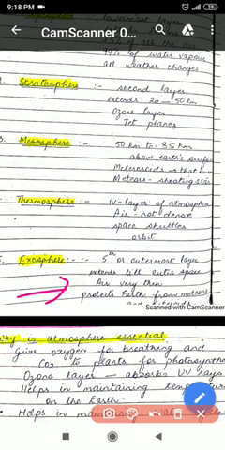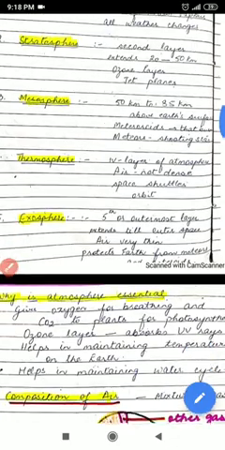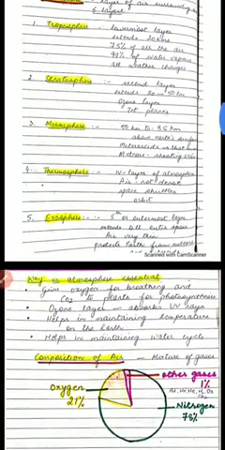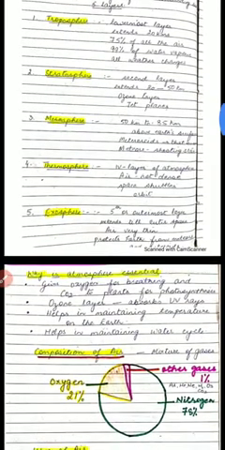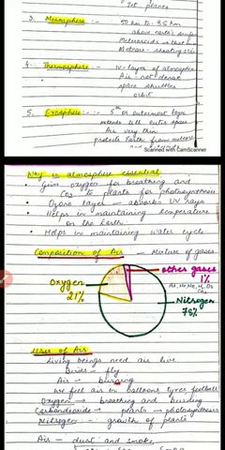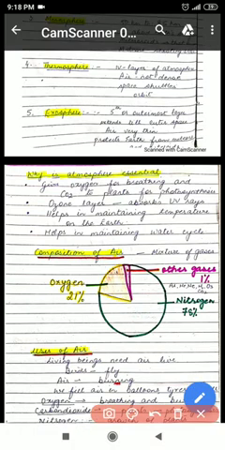Now why is the atmosphere essential? The atmosphere gives us many types of gases, like oxygen, which we need for breathing, and carbon dioxide, which plants need for photosynthesis to make food. And the ozone layer, as we have just discussed, absorbs ultraviolet rays and protects us. It helps in maintaining temperature on the earth, and helps in maintaining the water cycle also.